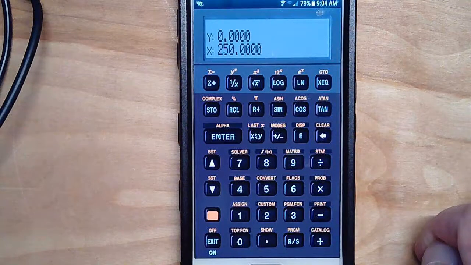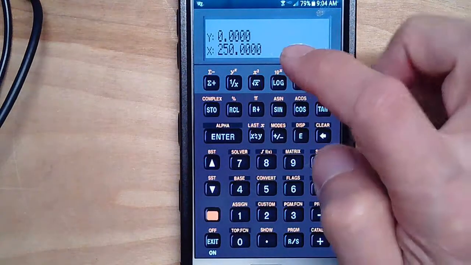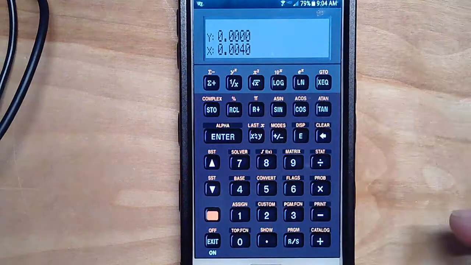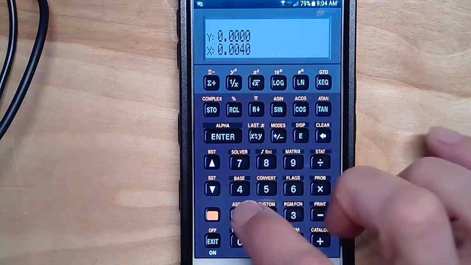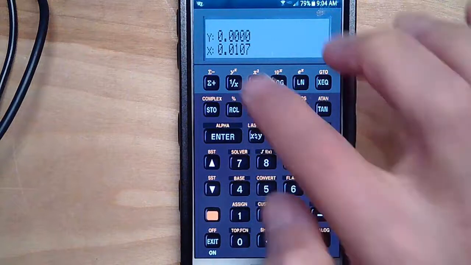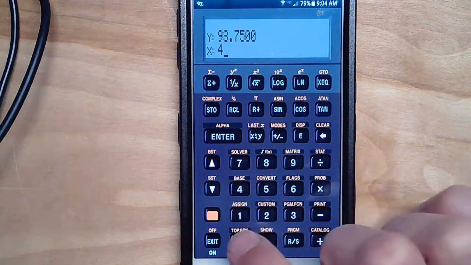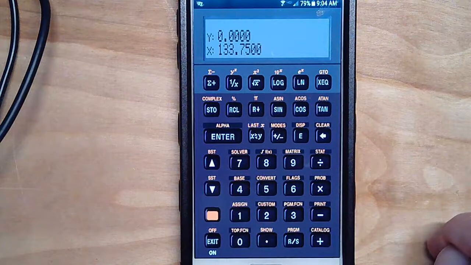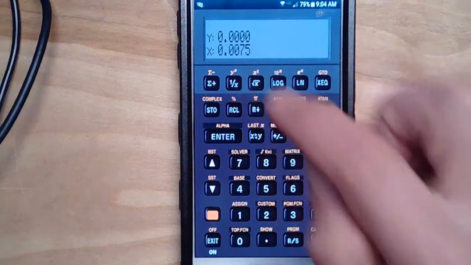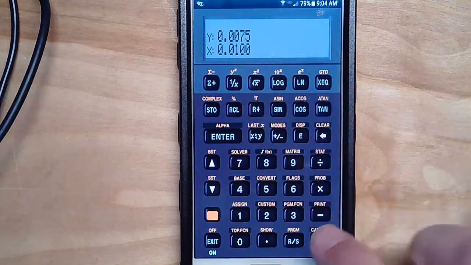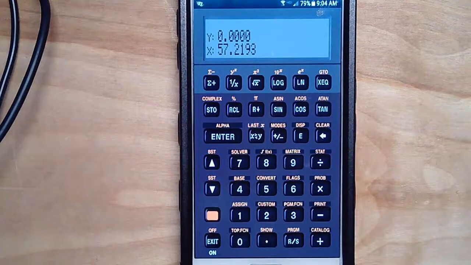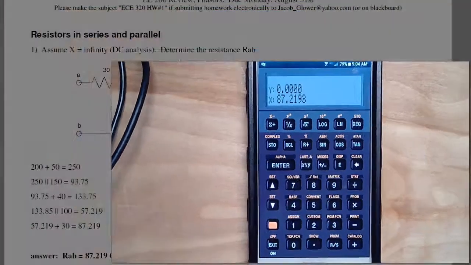In parallel with 150. In parallel, resistors add as the inverse. So 1 over that, 150 inverse plus inverse. That's 93 ohms. In series with 40 is 133. In parallel with 100, take that inverse, 100 inverse. I'm at 57 ohms plus 30. Answer is 87.2 ohms.